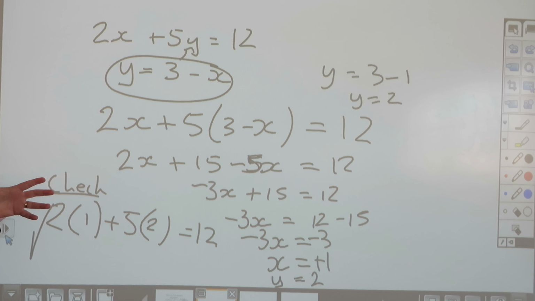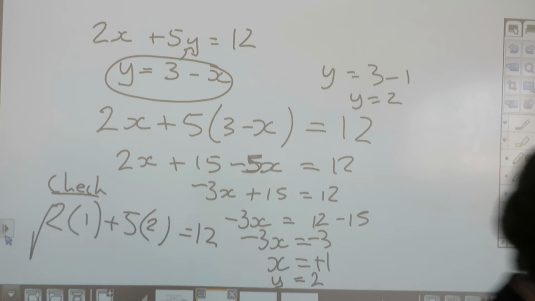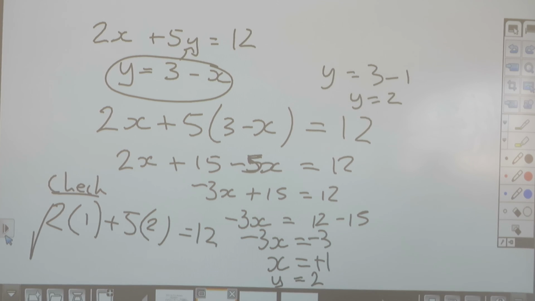Okay? So that should enable you to now go on and do the first couple of exercises in simultaneous equations, and we'll have a look at some more difficult versions of it later on.